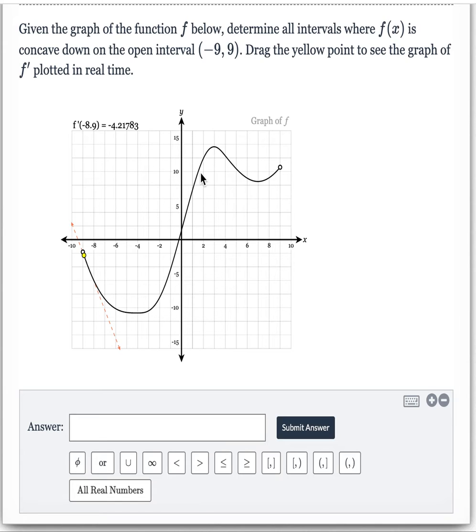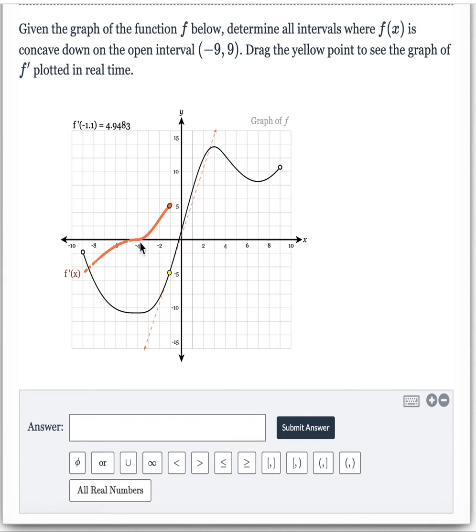the graph of f prime. So this is a really cool feature of this program. So as you can see, I can grab the yellow dot and I'm bringing it down, and I'm going to stop right here for a second. Negative slope, negative slope, negative slope, negative slope, and then it reaches a bottom point where the slope is 0.